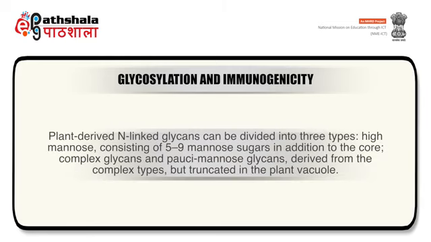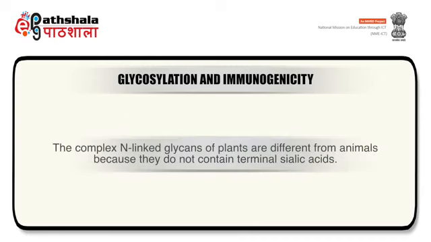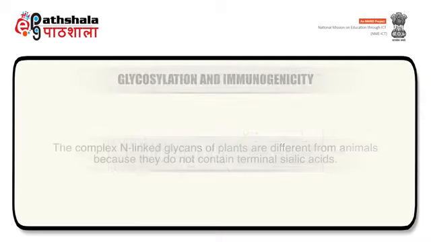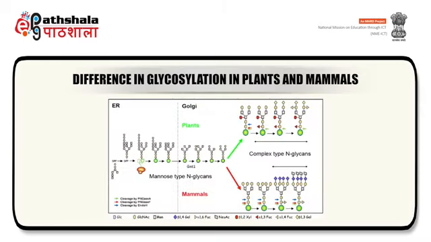Plant-derived nitrogen-linked glycans can be divided into three types: high mannose, consisting of 5 to 9 mannose sugars in addition to the core; complex glycans; and polymannose glycans, derived from complex types but truncated in the plant vacuole. The complex nitrogen-linked glycans of plants are different from animals because they do not contain terminal sialic acids. As an example, in this diagram we can see the difference in the glycosylation patterns in plants and mammals.